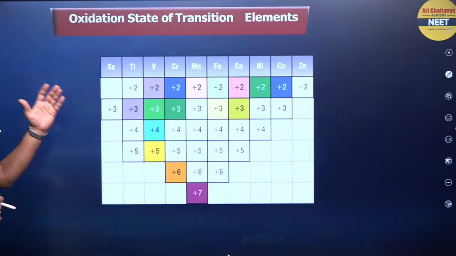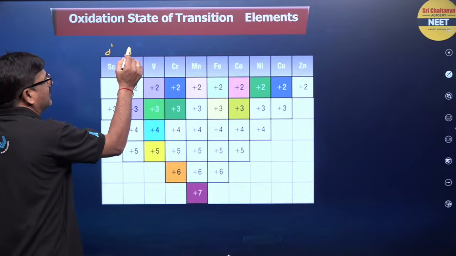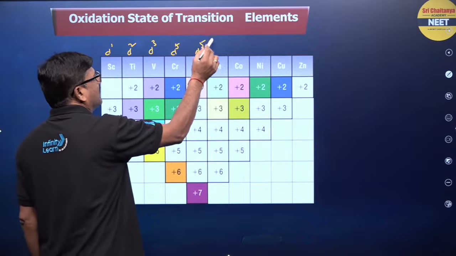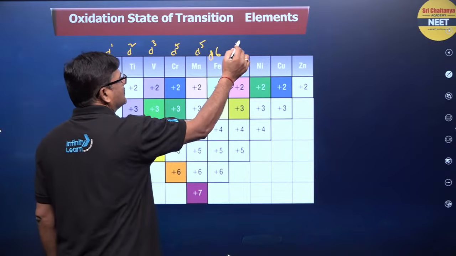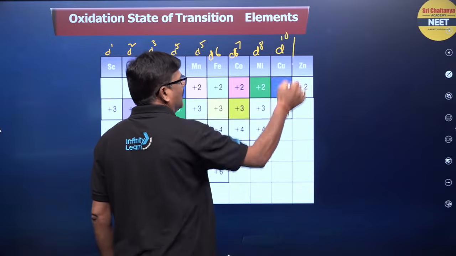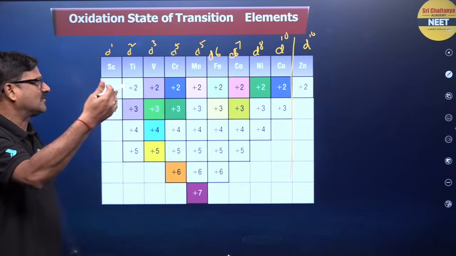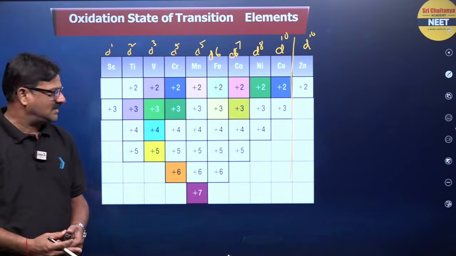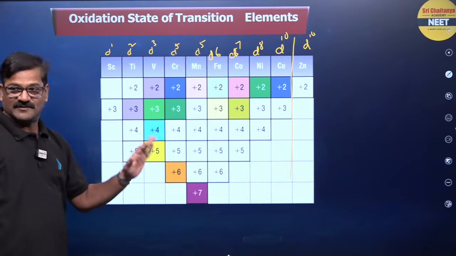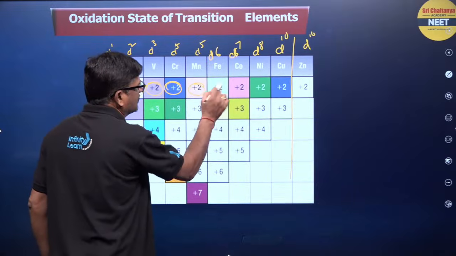And these are all the electronic configurations. You say d1, d2, d3, d5, d5, d6, d7, d8 and d10. In them, the number of unpaired electrons increases. You are going to see the variation. The electronic configuration is the same. The common oxidation state for all is the +2 oxidation state.